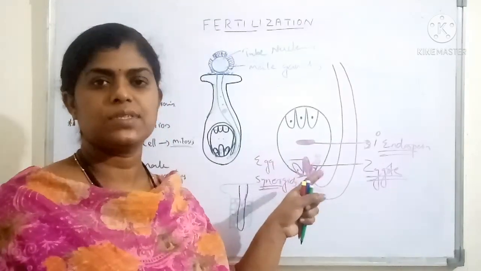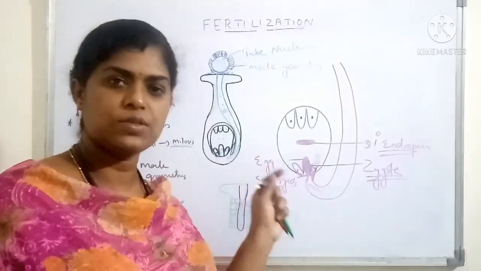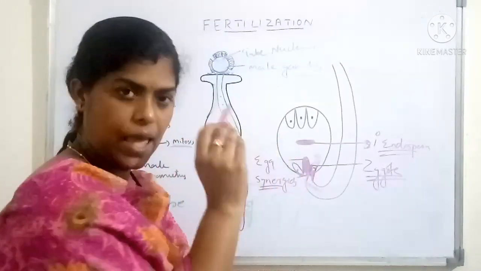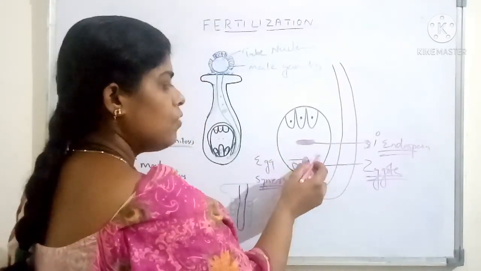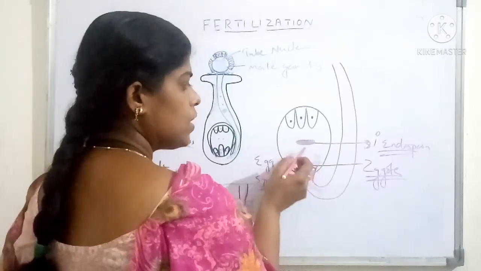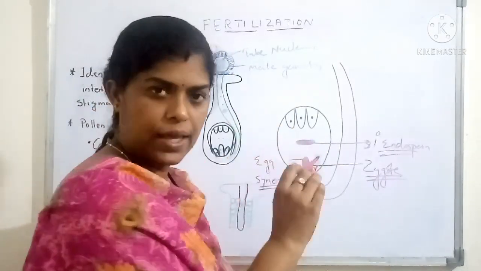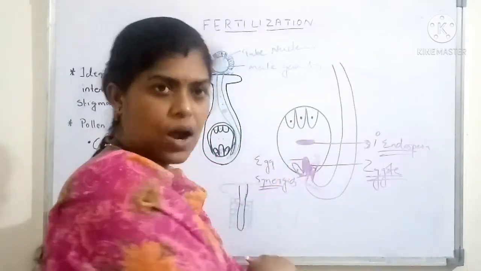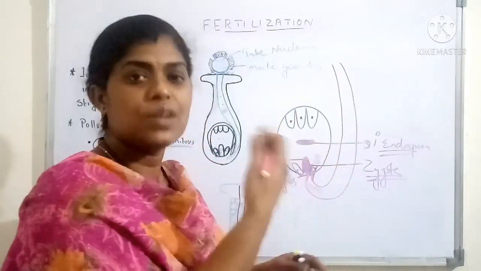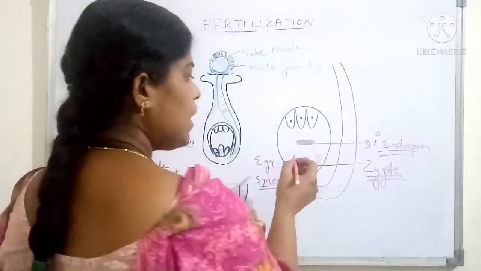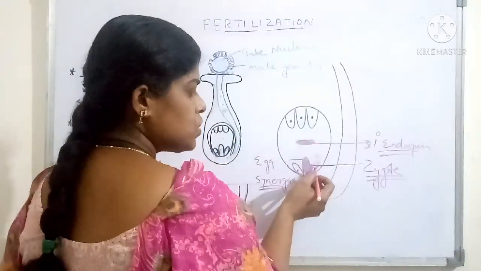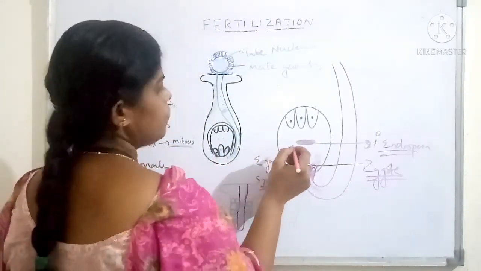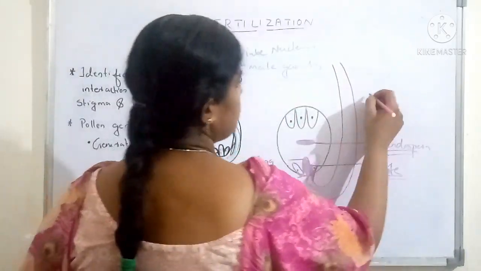So two fusions have been done. One time the male gamete fused with the centrally placed egg to form the zygote, and one of the male nuclei fused with the polar nuclei, which were two nuclei, and one more nucleus was added to that. So the fusion of three nuclei has been done. This fusion of the male gamete with the polar nuclei, we can call triple fusion.